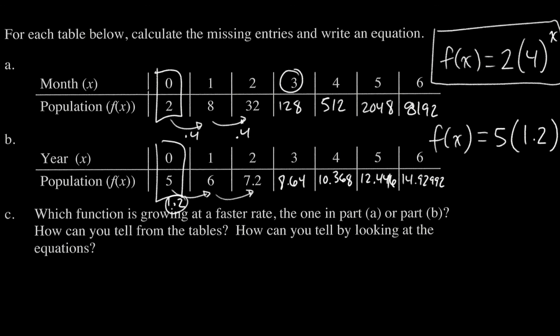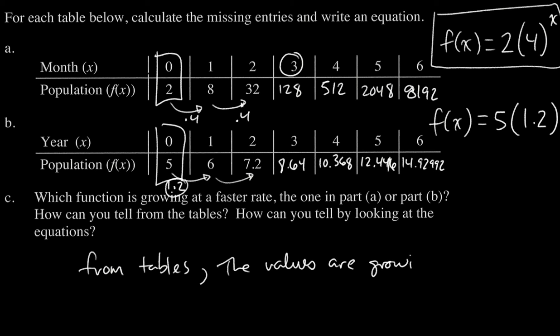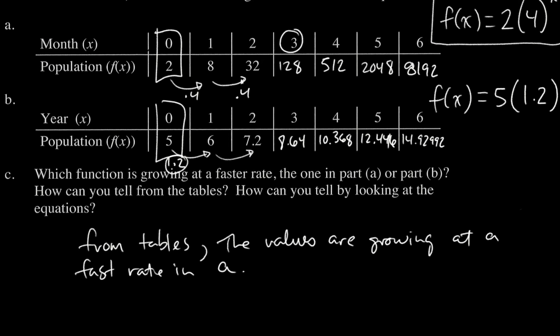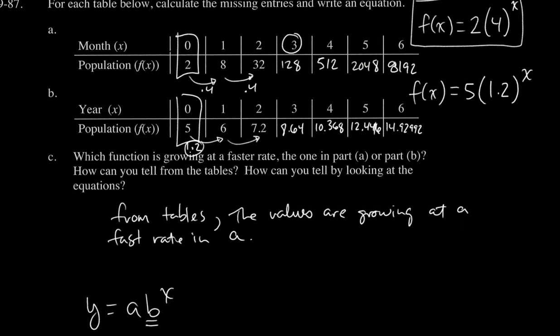So by looking at the tables, I can see the values are growing at a faster rate in A compared to B. And also, there's two parameters when I look at an exponential growth rate, right? y equals a b to the x. My multiplier is larger in part A.